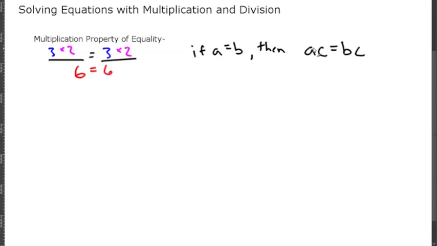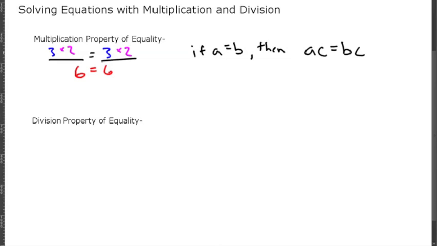So let's say we have 3 on the left side and 3 on the right side. We know that 3 is equal to 3. If we multiply by 2 on the left side and multiply by 2 on the right side, we're going to get that 6 is equal to 6. In terms of variables, this is saying that if a and b are numbers, and if a is equal to b, then ac is equal to bc. So that's saying a times c is equal to b times c.